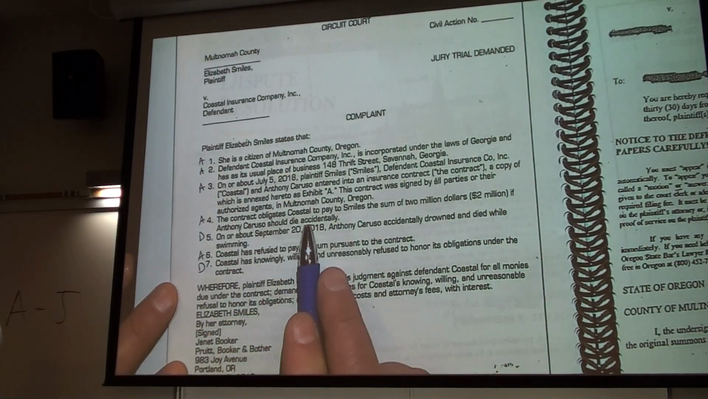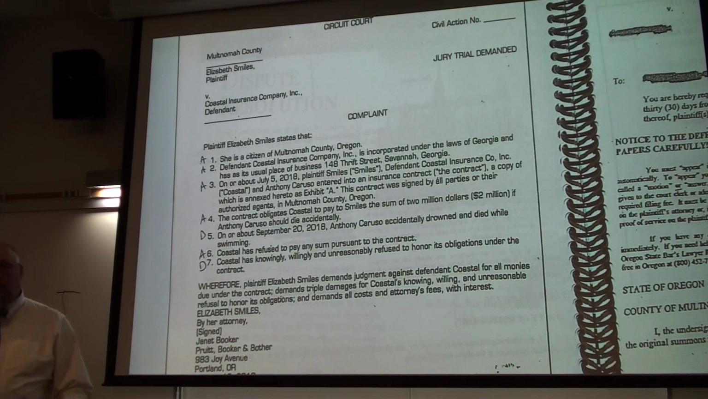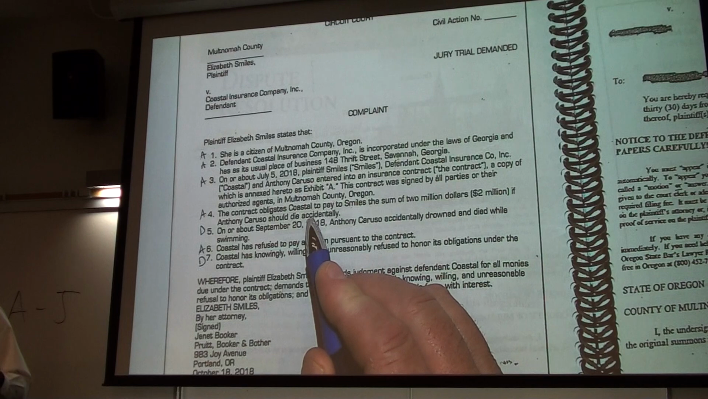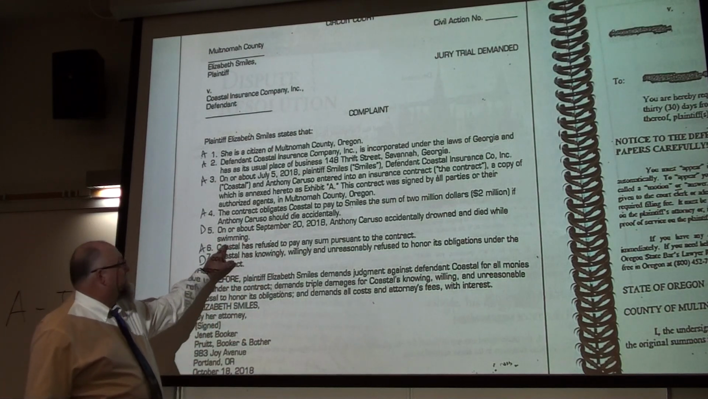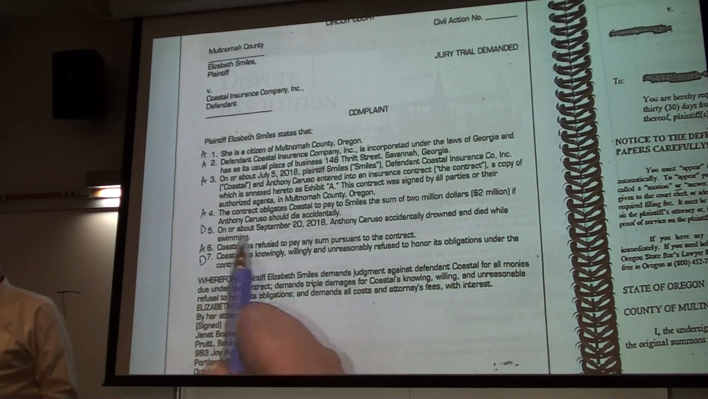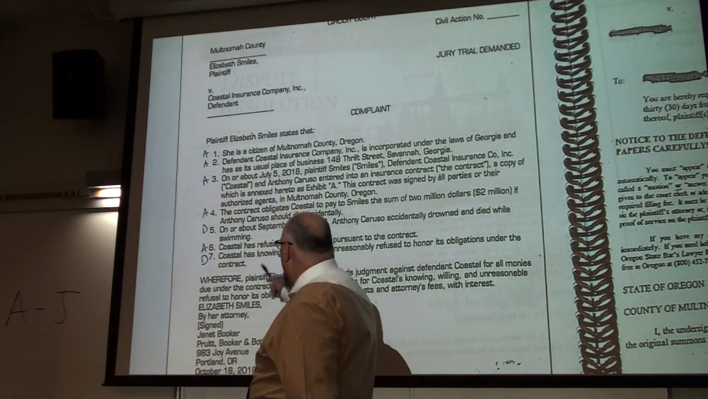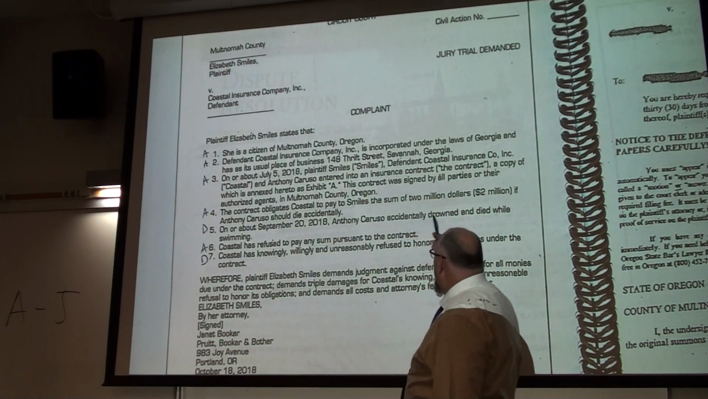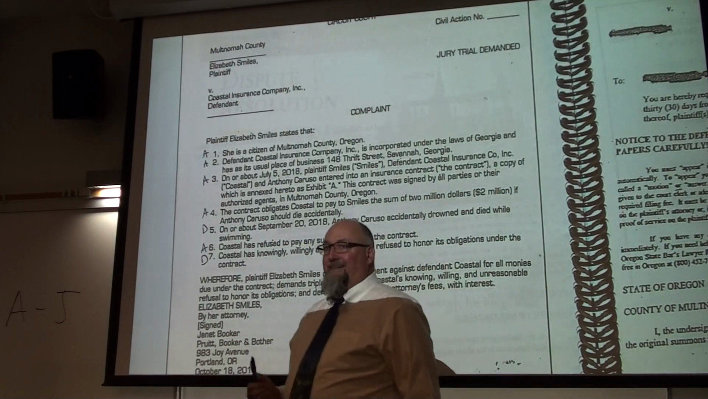Number 4, the contract obligates Coastal to pay Smiles a sum of $2 million. They admitted to that. So they basically have admitted if he died accidentally, they owe the money, right? They've admitted to that. But they denied number 5. On or about September 20th, 2018, Anthony Caruso accidentally drowned and died while swimming. They denied that, which means everything in that sentence is now in dispute. That would include the date of September 20th. That would include whether or not he drowned and was dead. But most importantly is that word right there, accidentally.